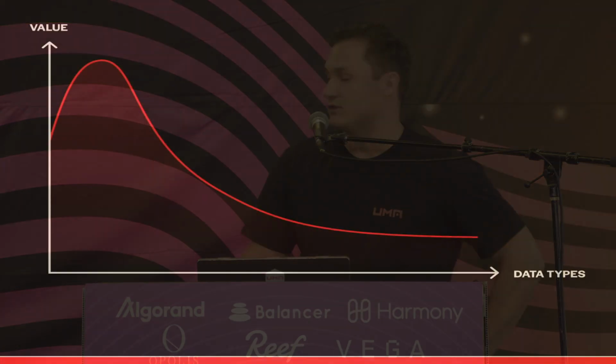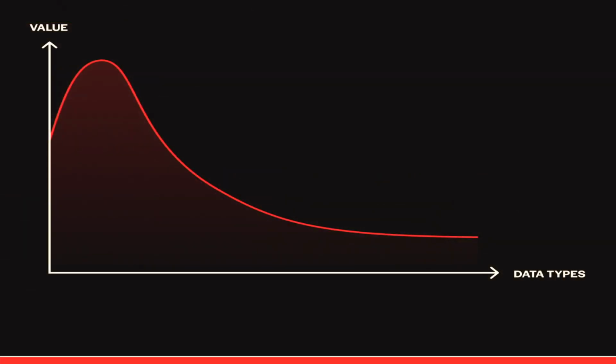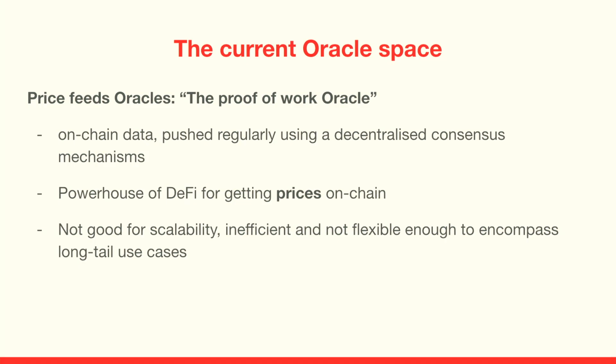So if we assume oracles bring data on chain, and you look at all the data that exists in the world, some data is a little bit more valuable than others, right? The concept of long tail data is something I'm going to touch on in a little while, but the current oracle space, what I tend to think of as proof of work style oracles, are the price feed style oracles. These have a mechanism where on-chain data is pushed regularly using some sort of decentralized consensus mechanism.